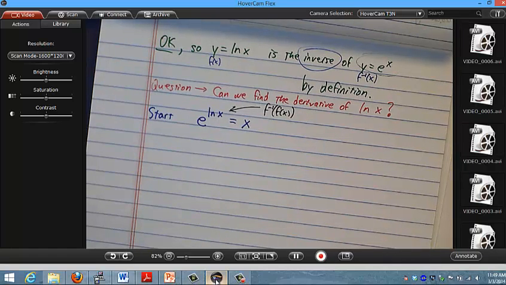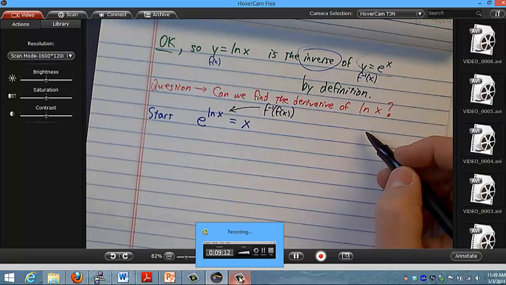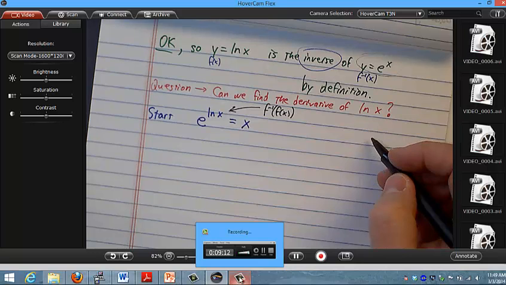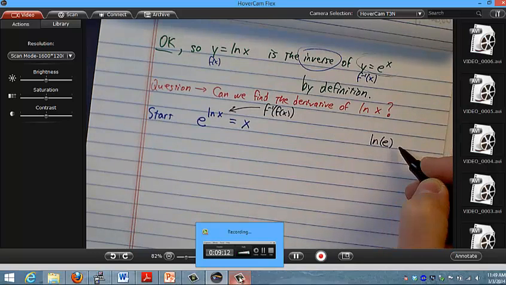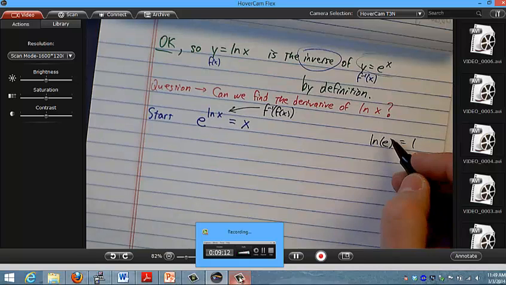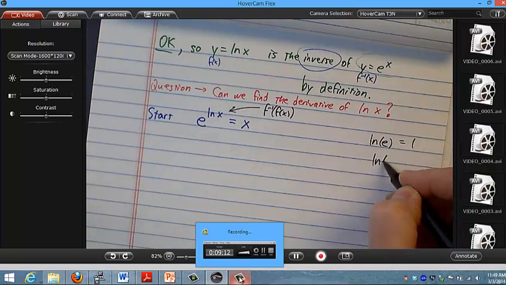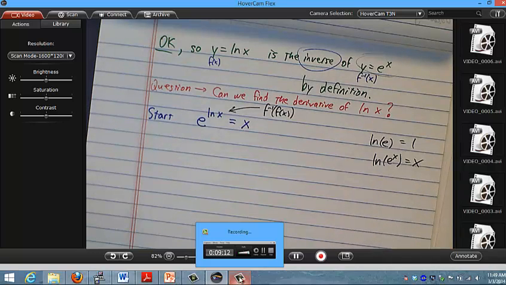How about x ln of e? If I did the natural log of e, that would be 1, okay? They undo each other. Or the natural log of e to the x would be x. That's the way to say it. They undo each other.